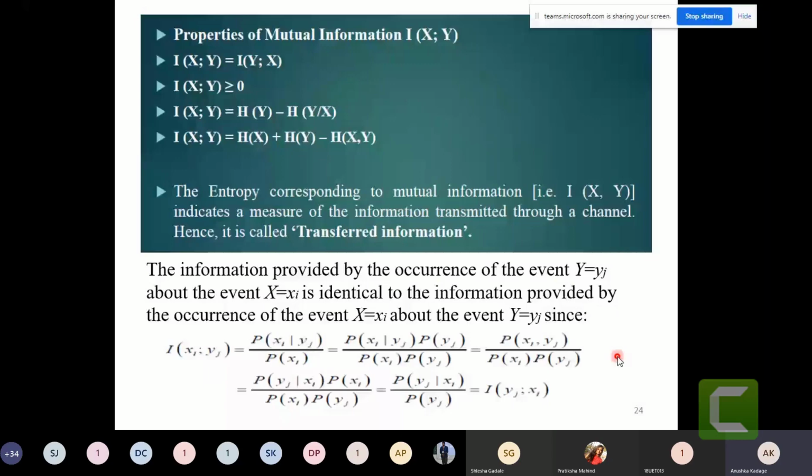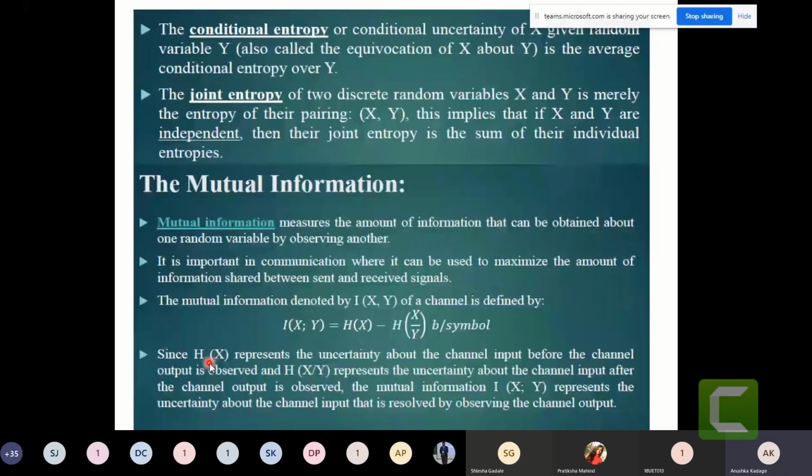Let's see, here we are starting with I of xi semicolon yj, which equation we have stated like this, that is H of X minus H of X by Y. And we all know the H of X equation is what? Summation of P of x log of P of x, with a minus sign, and here the conditional entropy will be written as P of x comma y, that means joint probability, log of P of x by y.